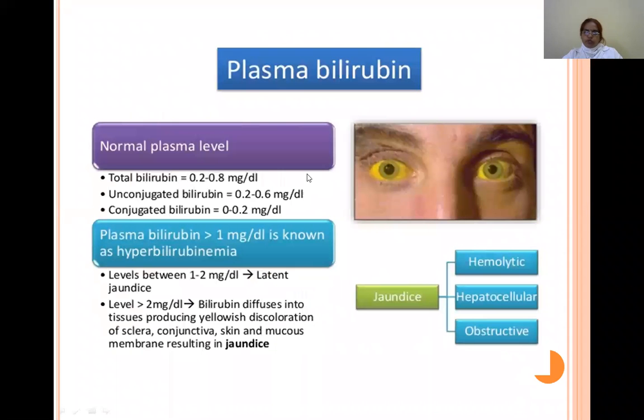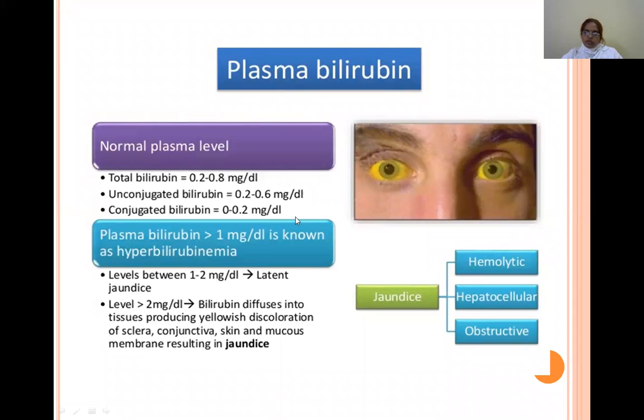Now see the plasma bilirubin. The normal plasma levels are: total bilirubin is 0.2 to 0.8 milligrams per deciliter. Unconjugated bilirubin is 0.2 to 0.6 milligrams per deciliter. Conjugated bilirubin is 0 to 0.2 milligrams per deciliter.